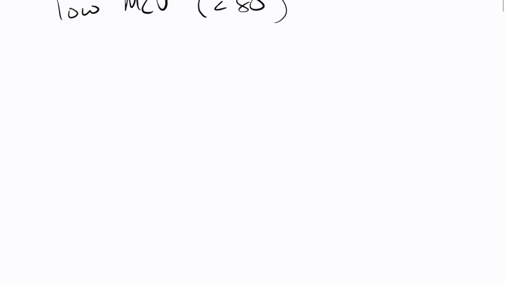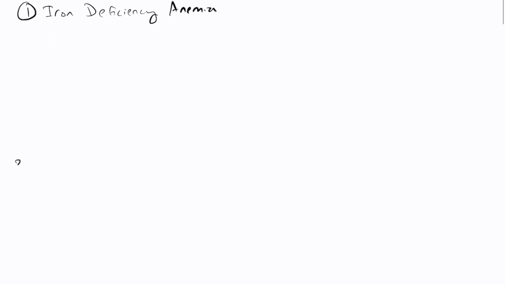All right, so let's start with microcytic anemia. There are basically four conditions to think about. The first one's going to be iron deficiency anemia. The second one's going to be sideroblastic anemia. The third one's going to be thalassemias. Fourth one's going to be anemia of chronic disease.